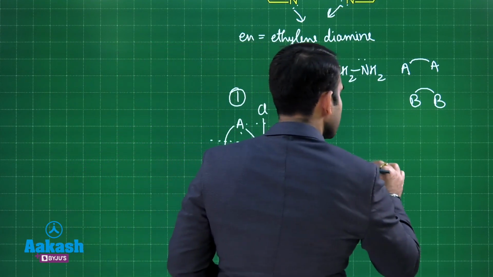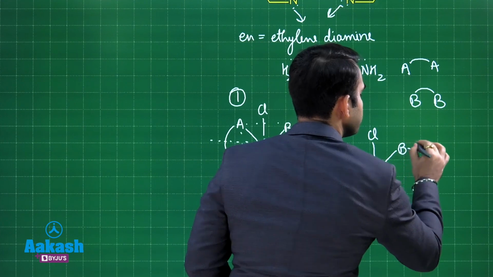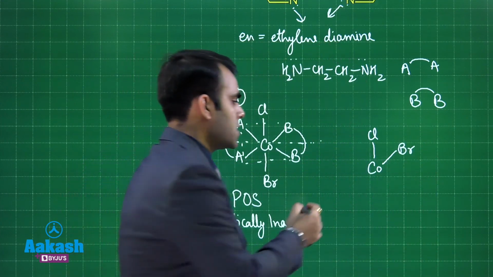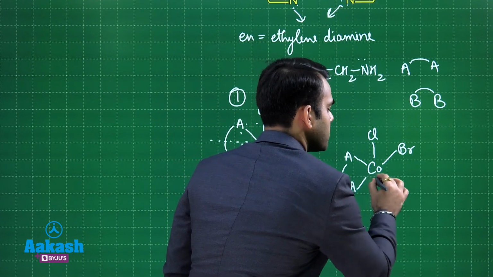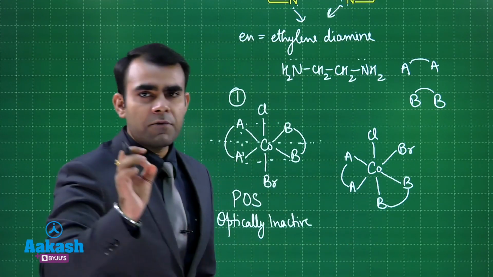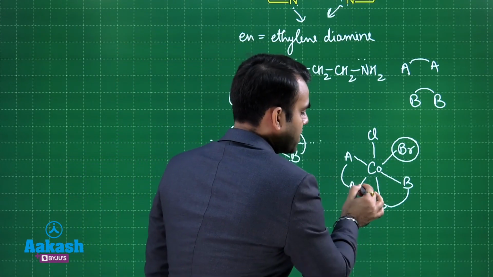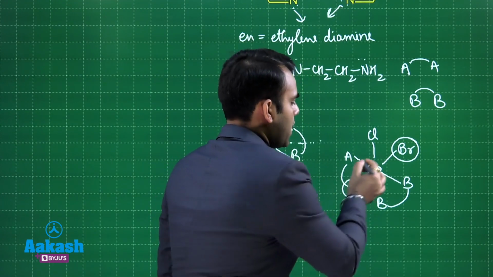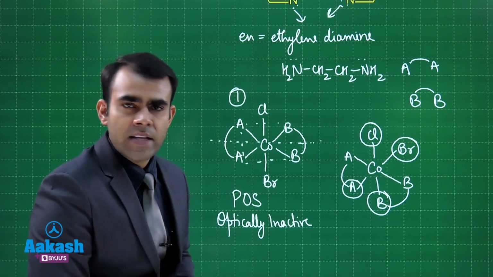Now if I put Cl and Br in cis form, now just put your bidentate ligands, that is AA and BB. Now here we can see one thing, that in this case my Br is anti to A and my B is anti to Cl.